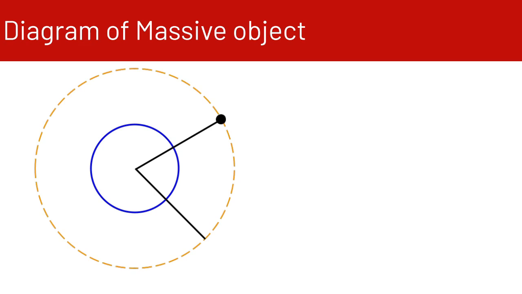Okay, so here's a diagram of a massive object that's creating a gravitational field. So the blue outline here, this is the large body that's creating a gravitational field. So this body has mass m, and this portion of this black line is our radius r.